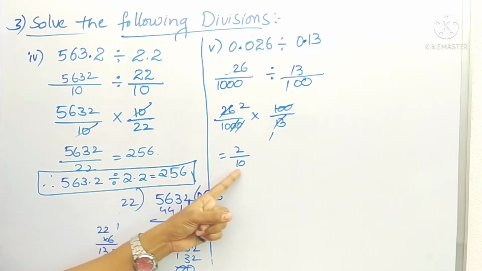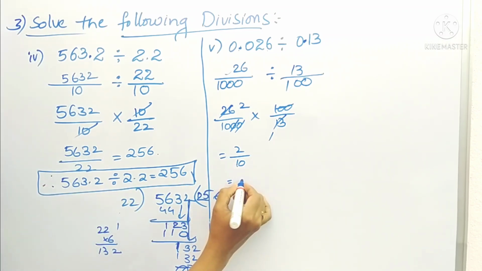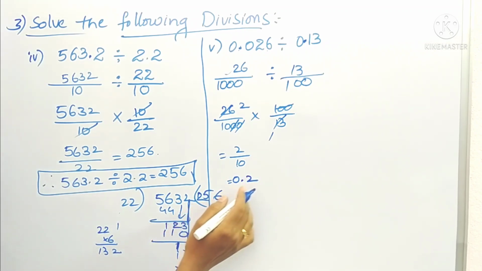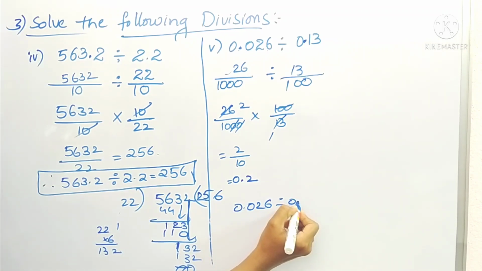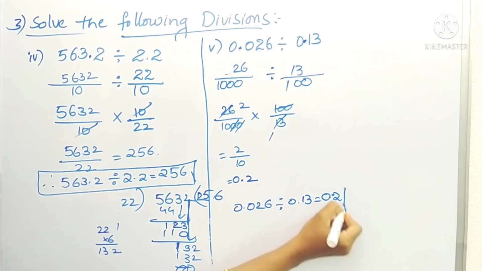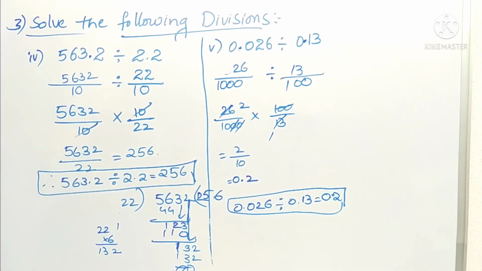So here 1 zero is there after 1, right? So one digit must be there after the decimal point. So it is 0.2. Okay? So for the fifth one, the answer will be 0.2. So just write the answer, 0.026 by 0.13 is equal to 0.2. Okay? I think you are understanding without any confusion.